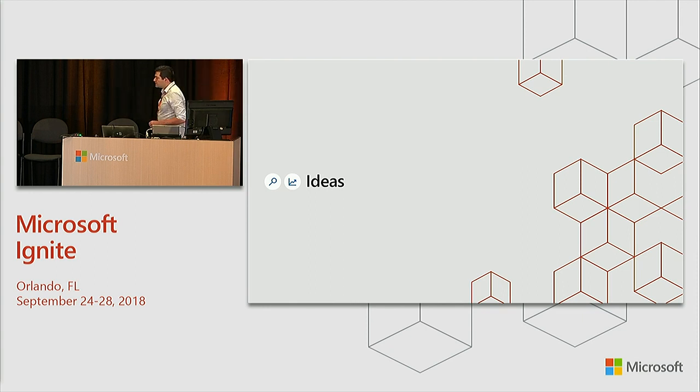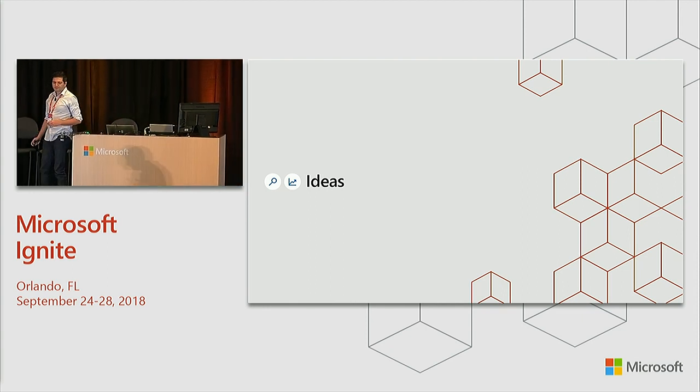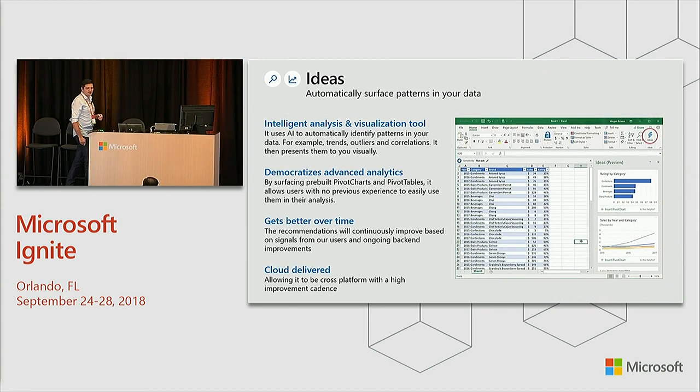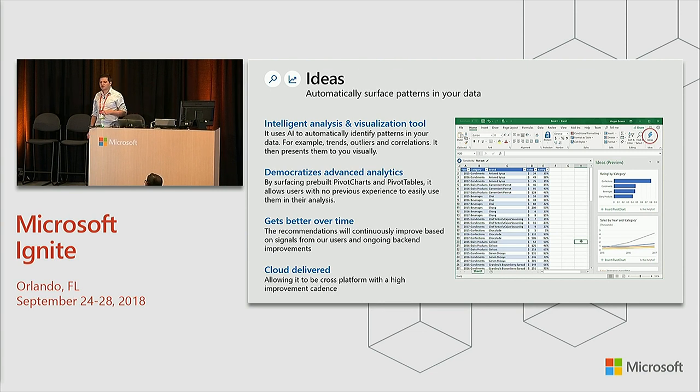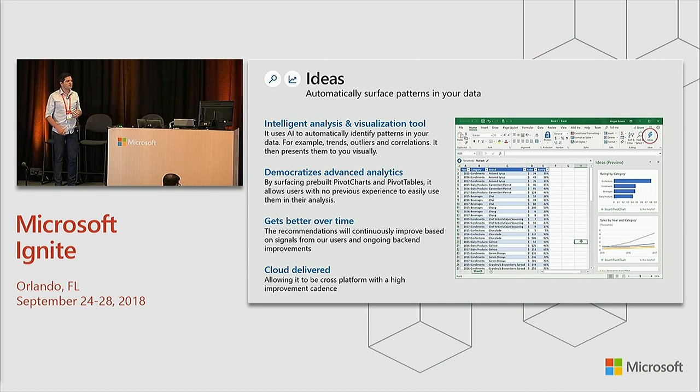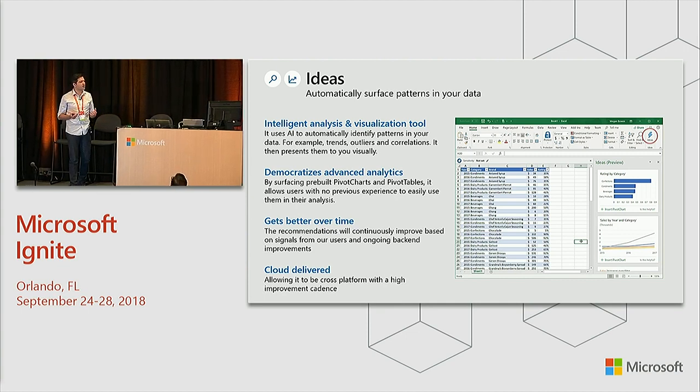Thanks. First up, I'm going to talk about ideas. So ideas is an intelligent analysis and visualization tool. It uses AI to identify patterns in your data, for example, trends, outliers, and correlations, and then it presents it to you visually. So it generates these charts that you can insert into your document. The feature democratizes advanced analytics. By surfacing pre-built pivot charts and pivot tables, it allows users who have never used these relatively complex features to be able to insert them and then play with them in their spreadsheet.